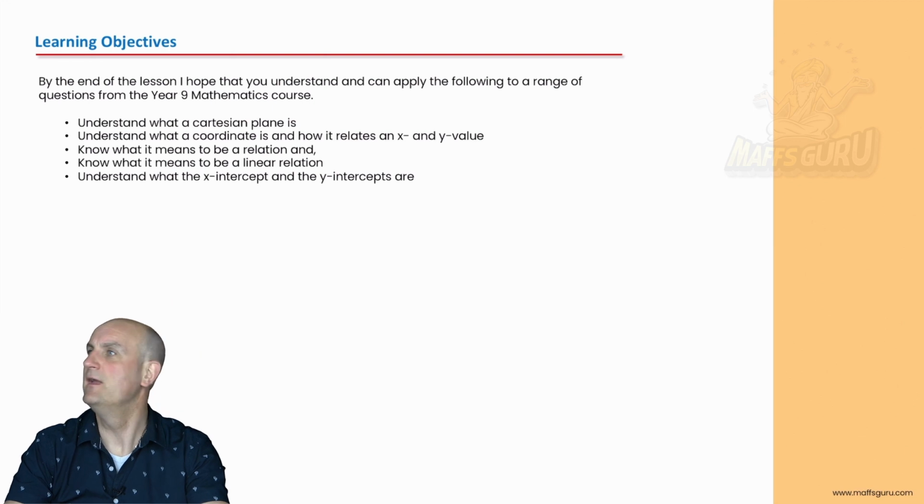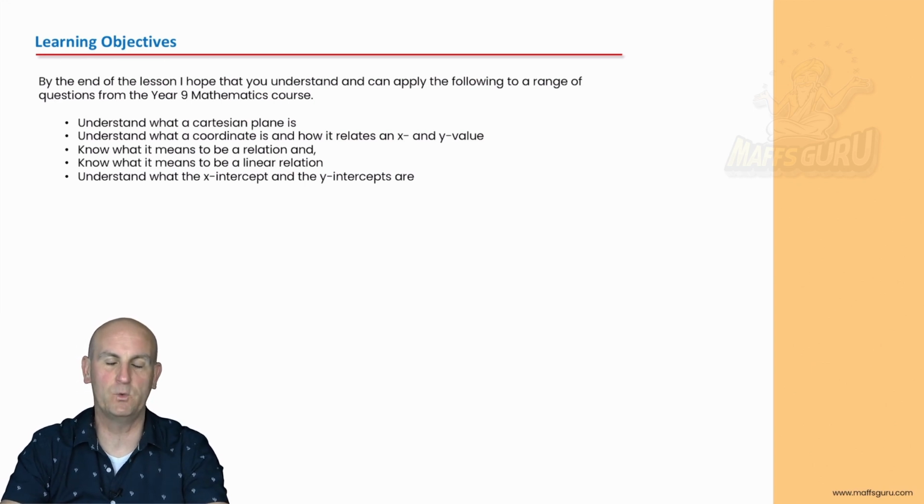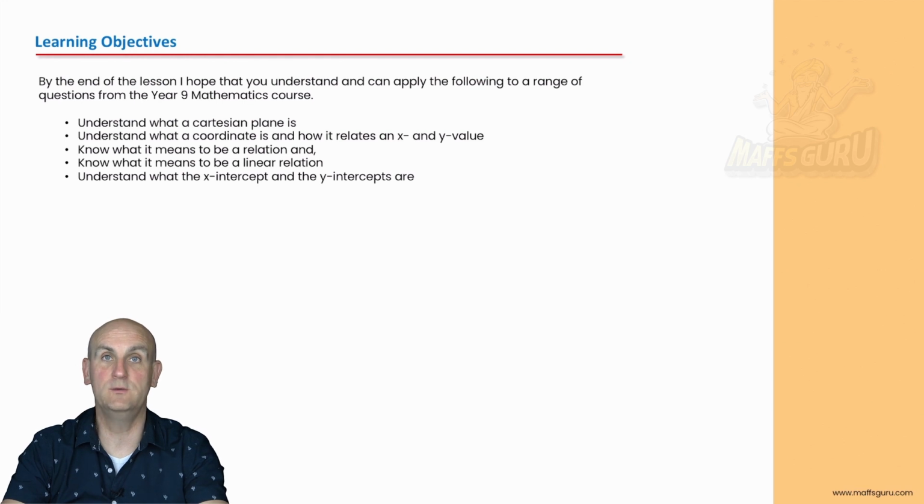What are we doing today? Learning objectives. We're going to learn or understand what a Cartesian plane is, what a coordinate is, and how it's got an x-axis and a y-axis, what it means to be a linear relationship, and understand about x and y intercepts. These are really the foundations for all of the work we're going to do in this module of work.